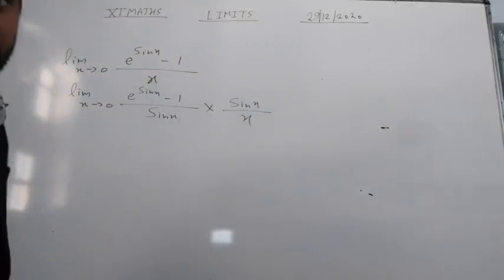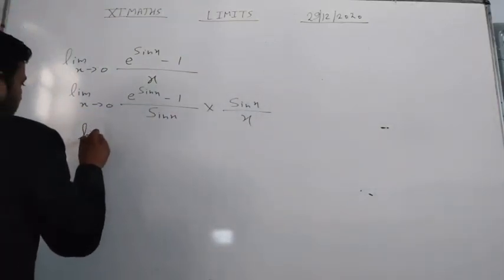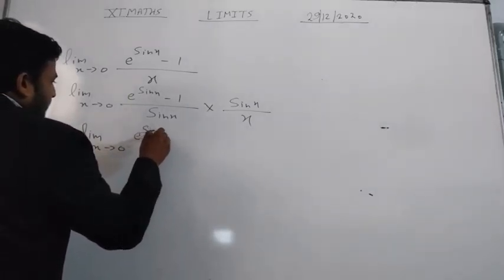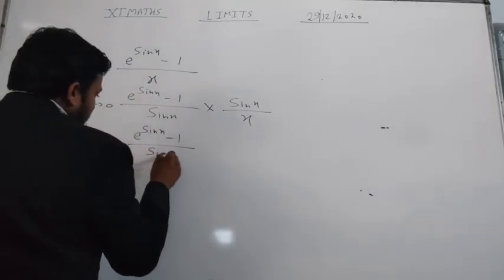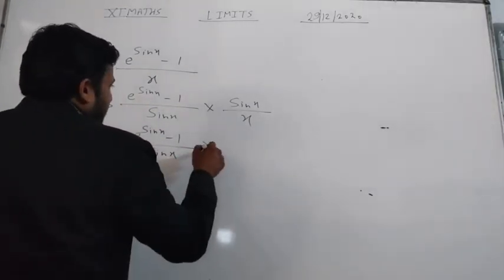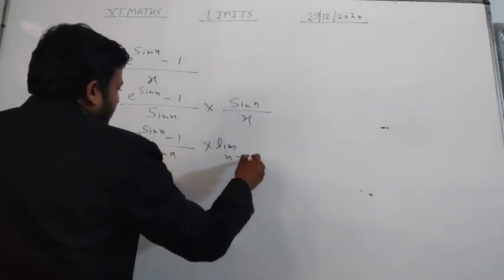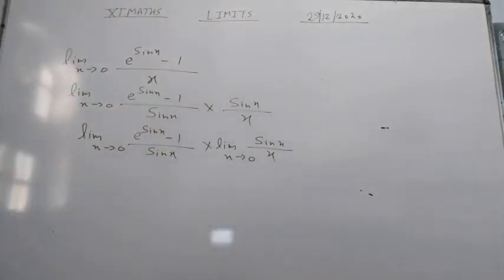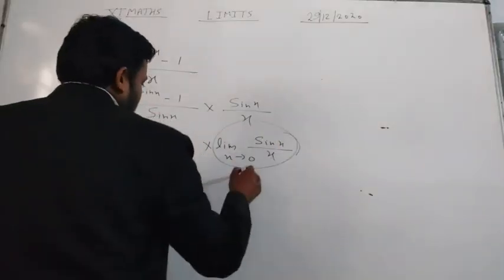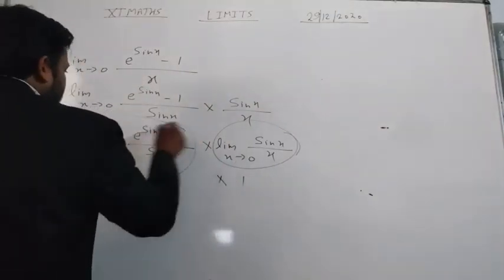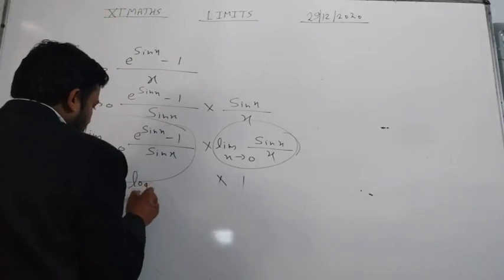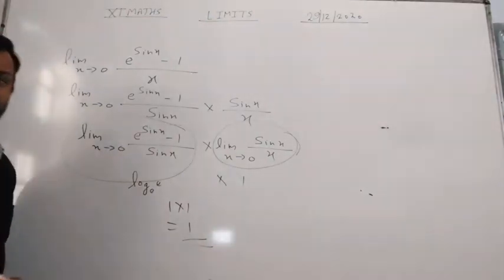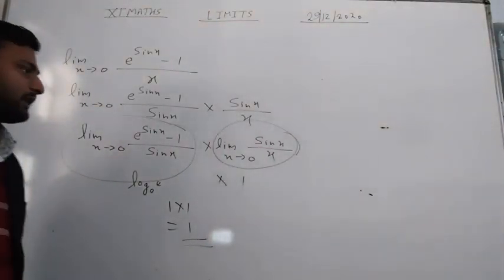Now we take the limit of both terms. We get limit x tends to 0 of (e^(sin x) − 1)/sin x, and limit x tends to 0 of sin x/x. Now students, you know well that this part is equal to 1 and this part is also equal to log of e, which is equal to 1. So our result will be equal to 1. I hope you understand, friends.